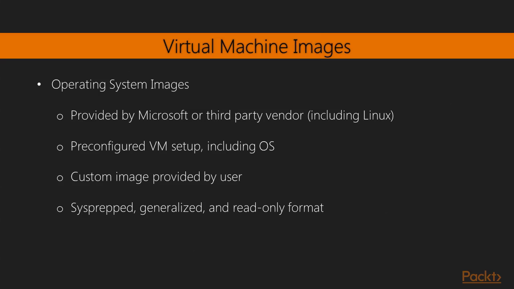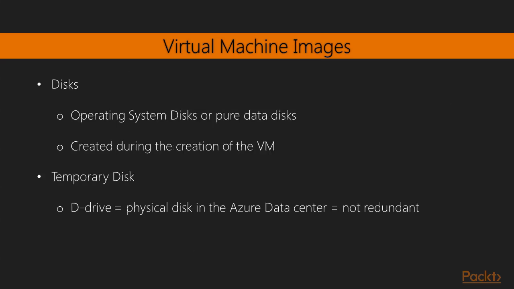Now, an operating system image is based on a pre-configured virtual machine setup, and it provides you with a custom image provided by the user. So imagine that you have your own custom image already available out of your own on-premises hypervisor infrastructure. Then you can easily upload this custom image. It needs to be a sysprepped generalized image, and then you can redeploy the virtual machine starting from that sysprepped image. And then one side note, the disk format also needs to be VHD. VHDX is not supported in Azure yet, and obviously VMware VMDK files are also not supported.